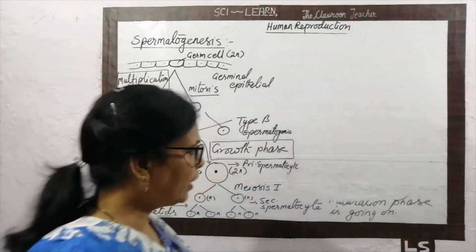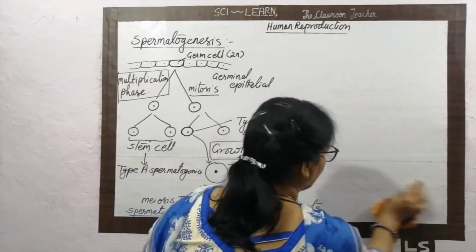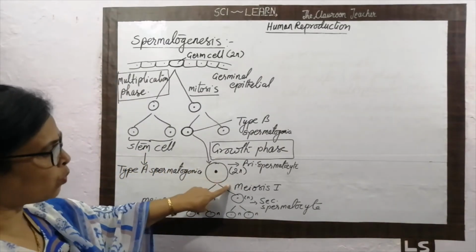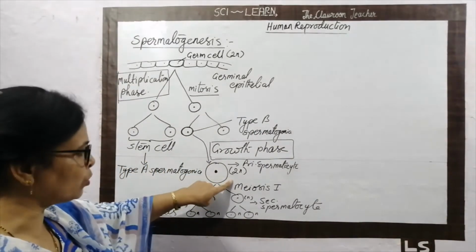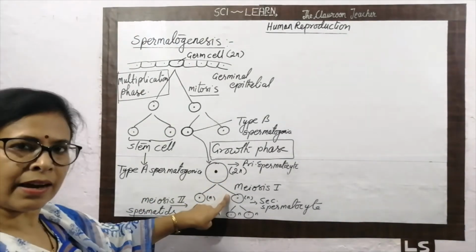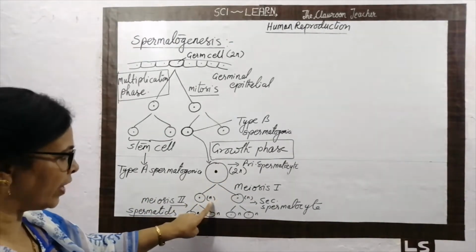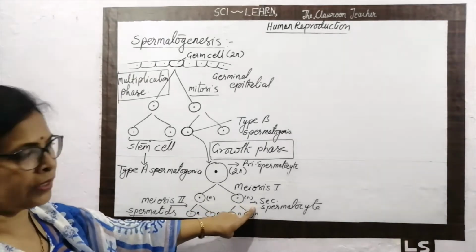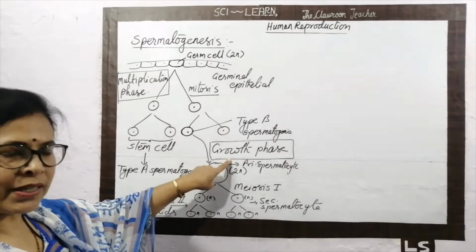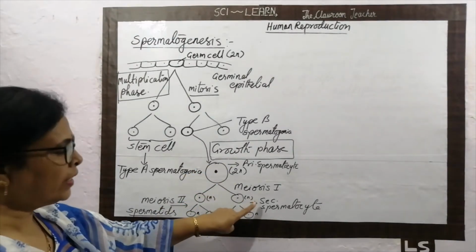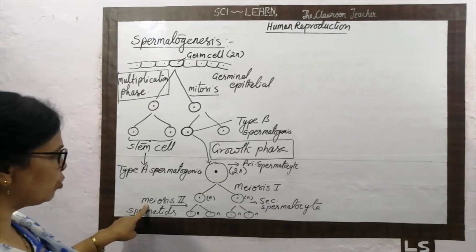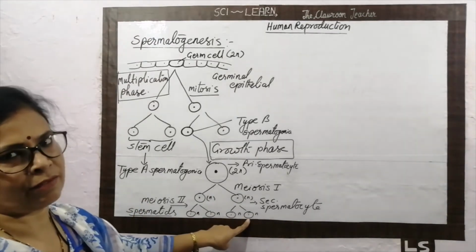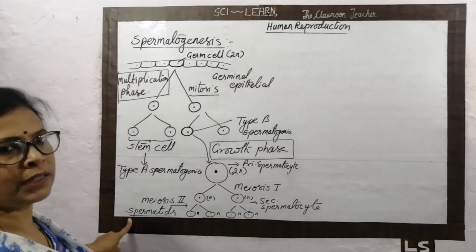So what happened in the maturation phase? Meiosis 1 is going on, and because of meiosis 1, two daughter cells are formed, and these daughter cells have the haploid number of chromosomes. This is the primary spermatocyte, and this is the secondary spermatocyte. In secondary spermatocytes, meiosis 2 occurs, and due to meiosis 2, again four haploid daughter cells are formed, and these daughter cells are called spermatids.